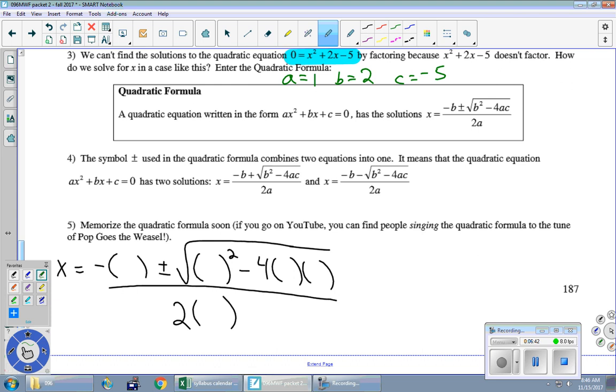So the first thing in our formula was -b. I've got my negative sign. What am I putting for b? 2. You just put it in those parentheses. The next parentheses, what letter is it supposed to be? That's also b, so it is also 2. The next letter in the parentheses is what letter? A. What is that? 1. Put a 1. Next letter? C. -5. Make sure you get that negative in there. And then finally on the bottom, A, which is 1.